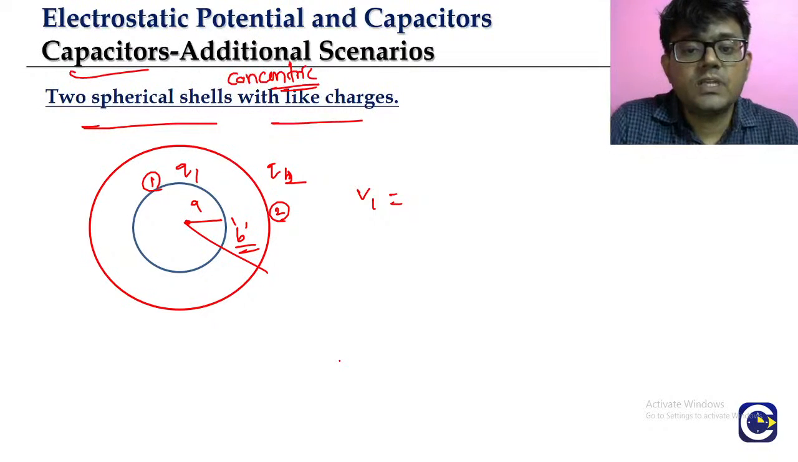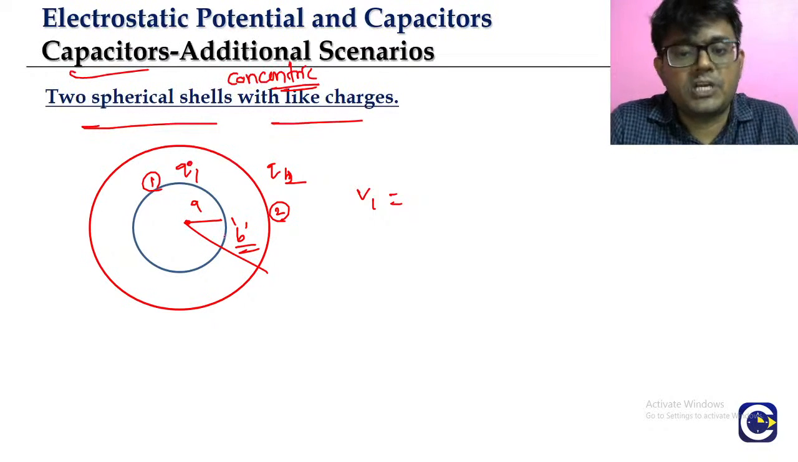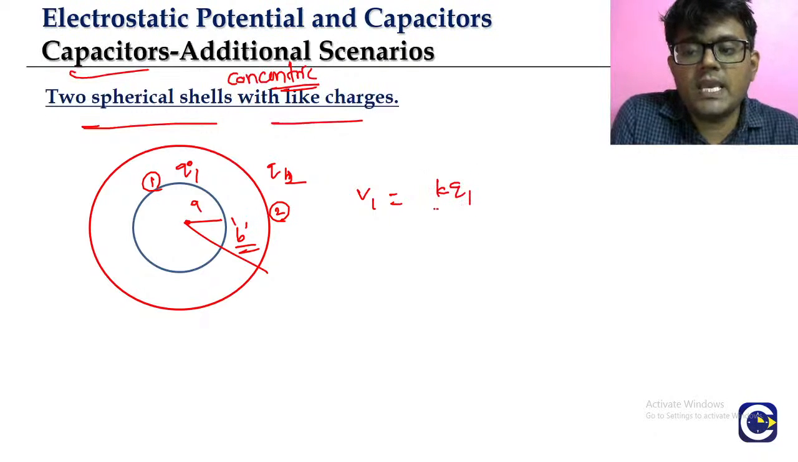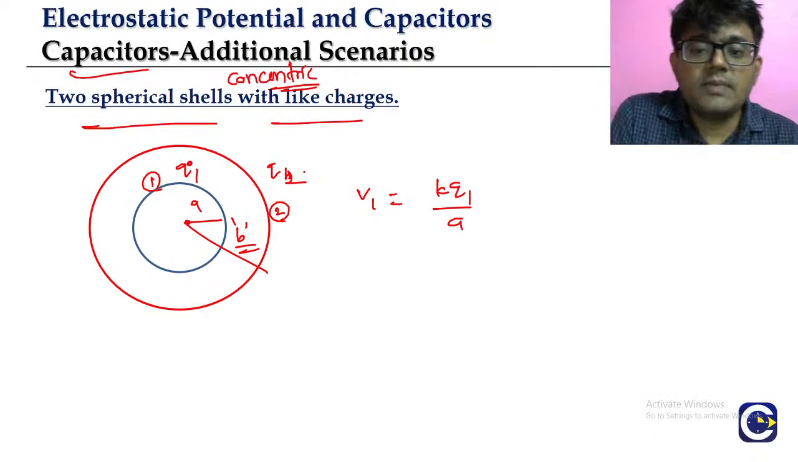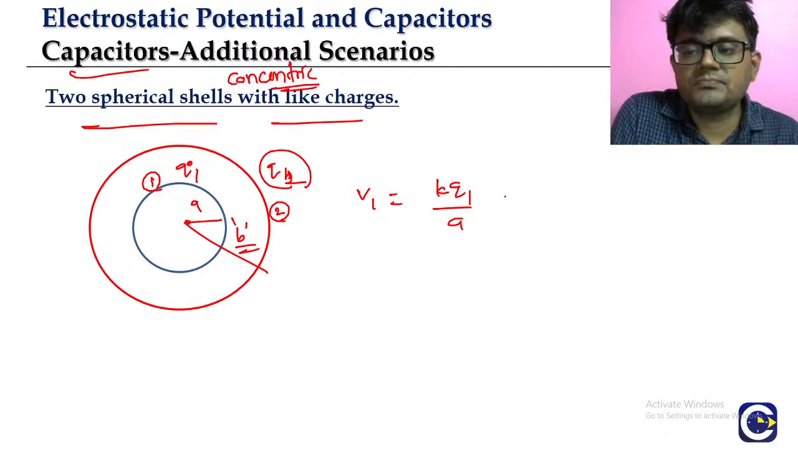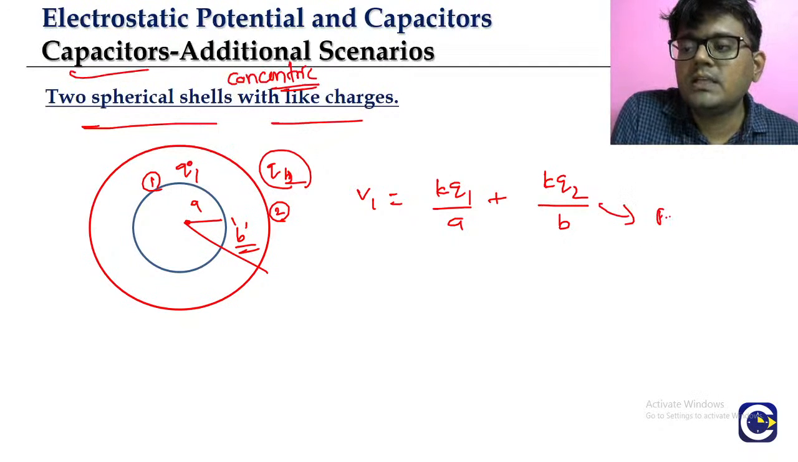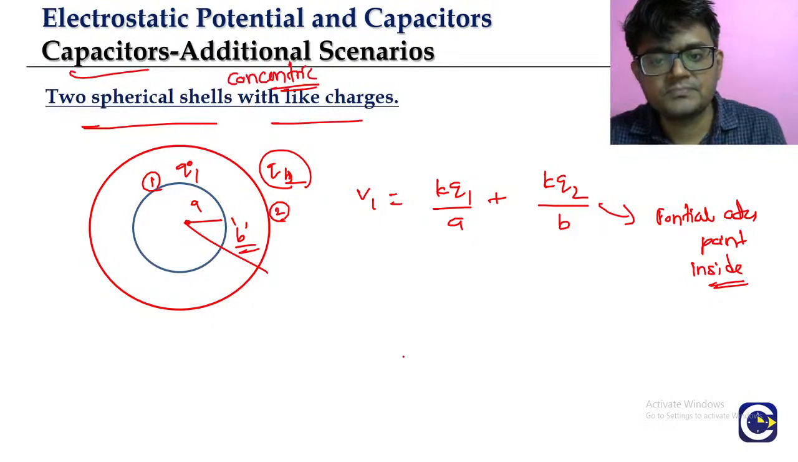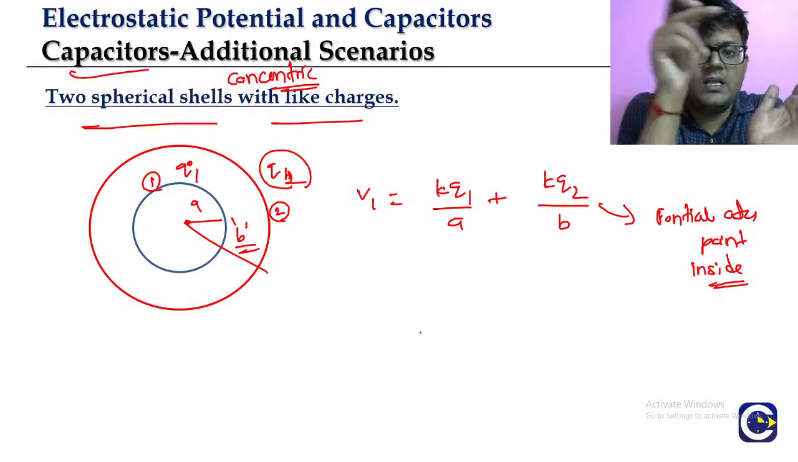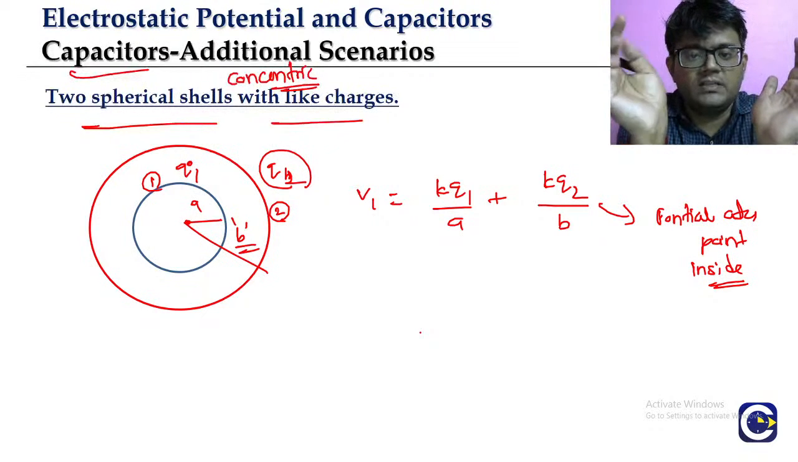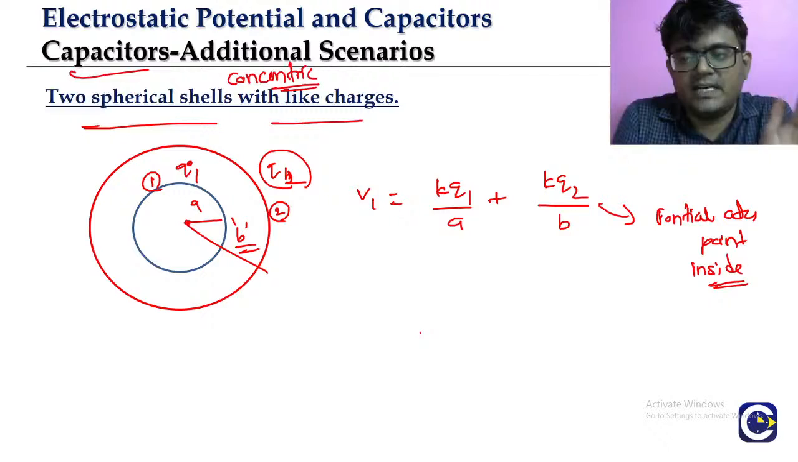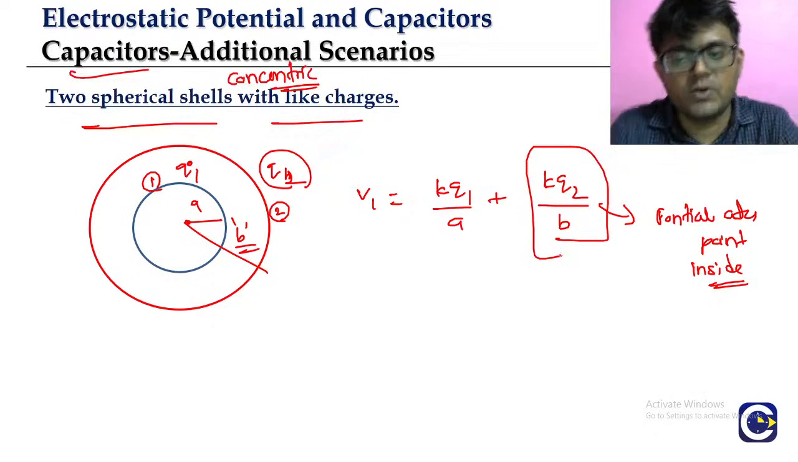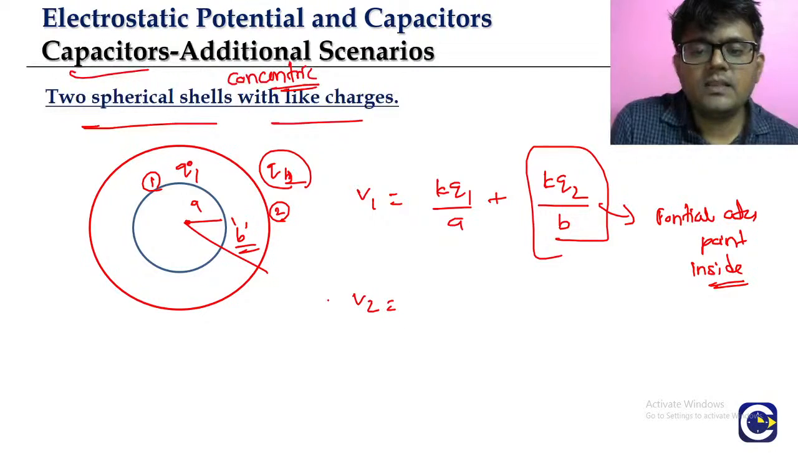The potential on surface 1: q1 will produce a potential, its value is k q1 by a, and similarly q2 also will produce a potential, its value is k q2 by b, because this is the formula for potential at a point inside. q2 is the outer shell, so the potential on the surface of the outer shell will be equal to the potential at every point inside. So q2 by b comes.